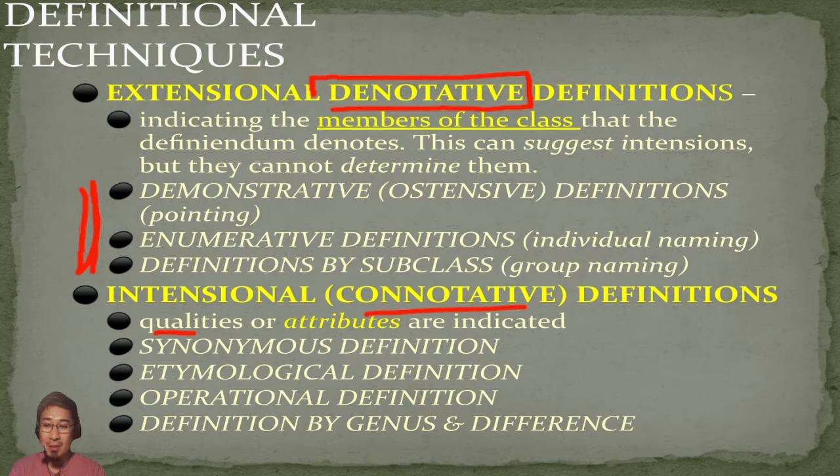Qualities of the physical extension of the extensional definition. So, we have 4 techniques under intentional definition. We have synonymous, etymological, operational, and then definition by genus and difference.